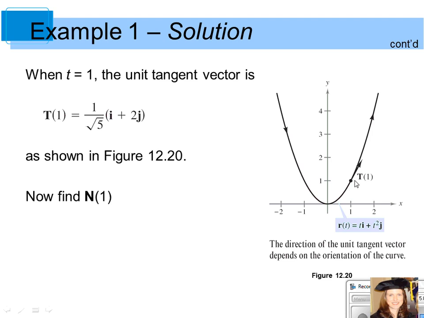Now to find N of 1, this could be quite tedious if you take the derivatives, but there is going to be a shortcut here. It's going to be orthogonal to the unit tangent vector, and it's going to be 1 unit long. So if you know the components here, you can reverse the order of the components and make one of those negative, opposite sign.